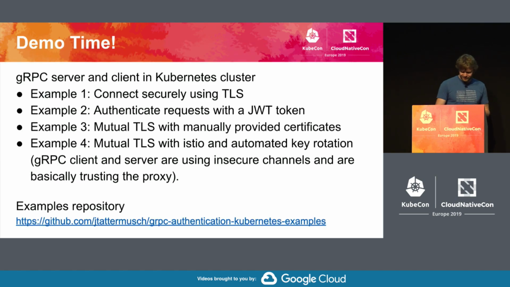Okay, so I'm going to have four little examples, and it's going to take me a minute to set up. The first example is going to be just connecting securely with TLS. The other one is going to be using a JWT token. Then we will set up mutual TLS, but with manually provided certificates. And the last one is going to be the service mesh with Istio, and Istio doing the mutual TLS authentication for us.